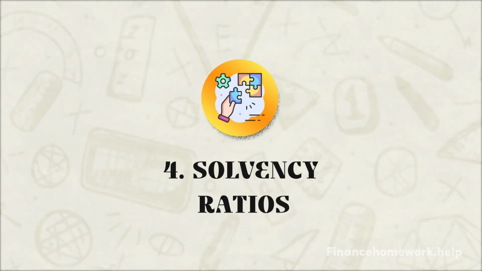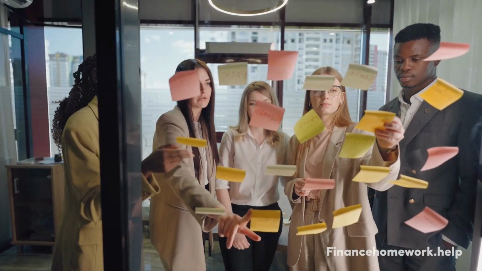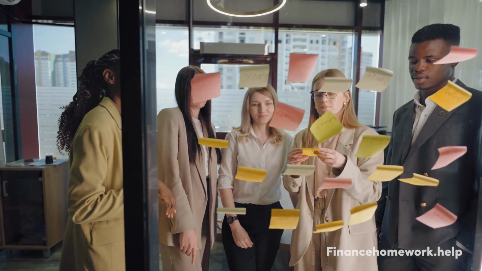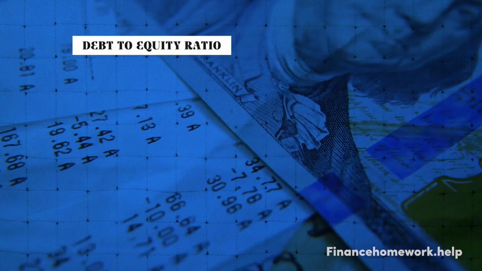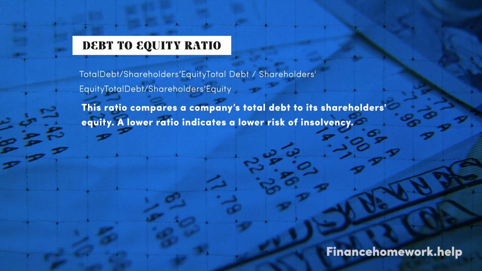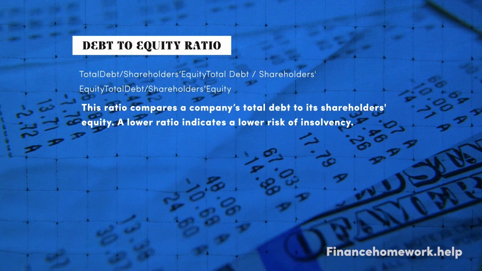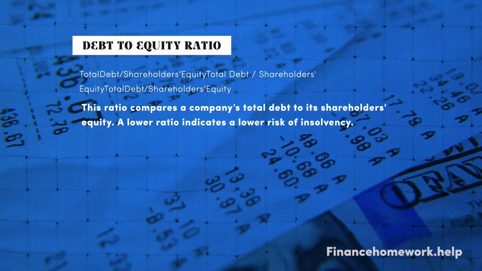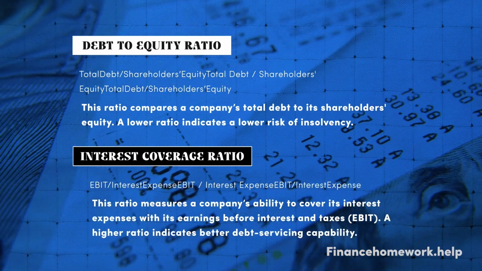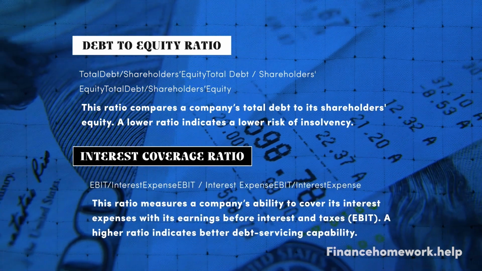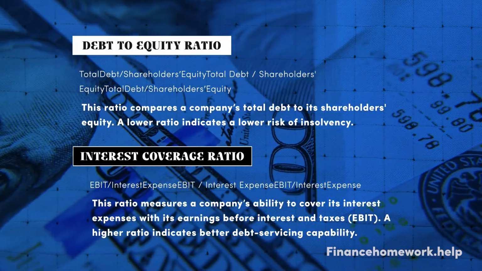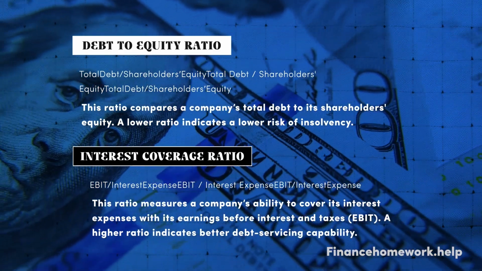4. Solvency ratios. Solvency ratios gauge a company's ability to meet its long-term obligations. Key solvency ratios include debt to equity ratio. This ratio compares a company's total debt to its shareholders' equity. A lower ratio indicates a lower risk of insolvency. Interest coverage ratio. This ratio measures a company's ability to cover its interest expenses with its earnings before interest and taxes, EBIT. A higher ratio indicates better debt servicing capability.